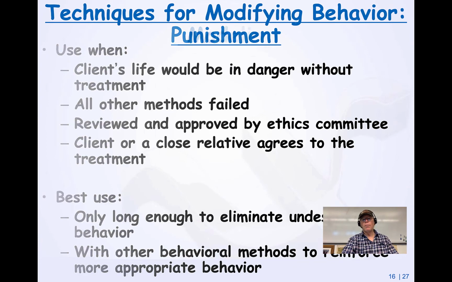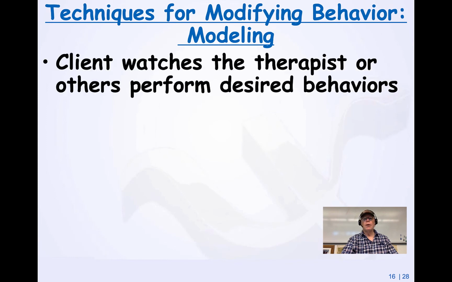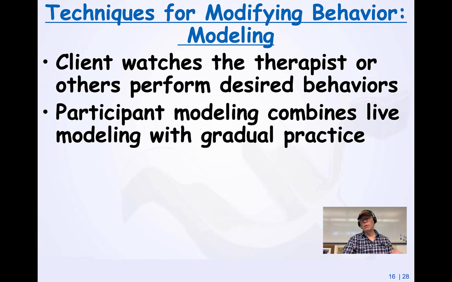All right, now modeling, where you would watch the therapist or other people. It can be done on video, it can be done live, but the person who's trying to overcome whatever behavior is undesirable sees what life looks like. What does a person look like that's not exhibiting that behavior that you want to get rid of? What behavior do they replace it with?